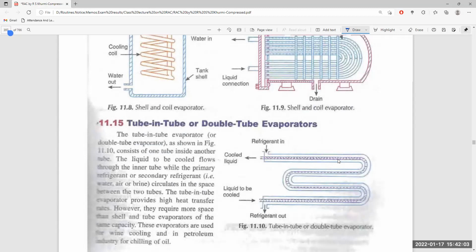So refrigerant comes in and circulates throughout it, and the liquid to be cooled goes through the inside of the tube. The tube in tube evaporator provides a high heat transfer coefficient. However, it requires forced feed, unlike the shell and tube evaporator. This evaporator is generally used for wine cooling and in the petroleum industry for chilling oil.